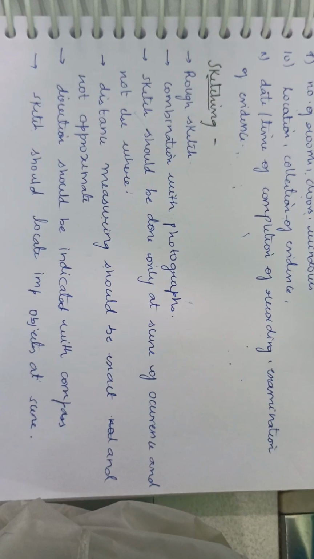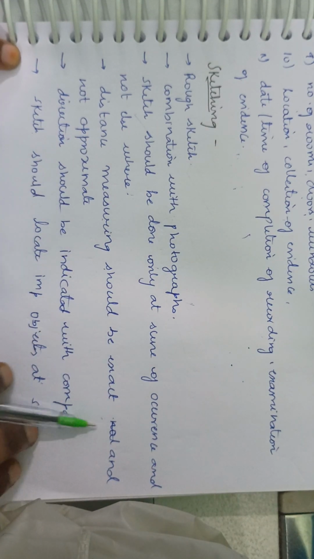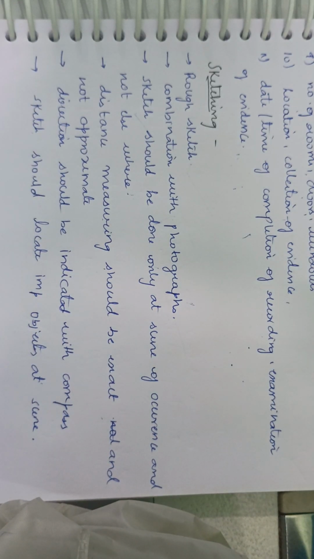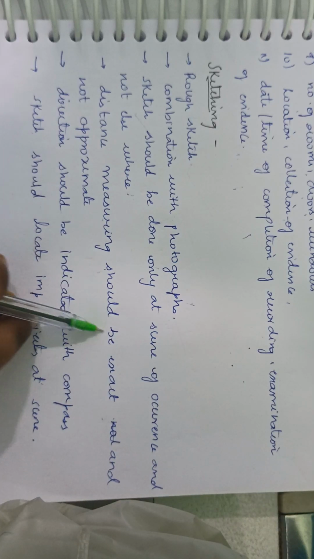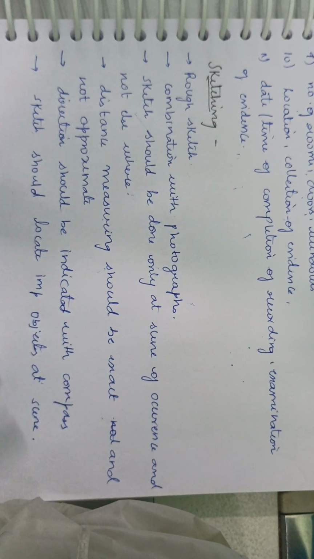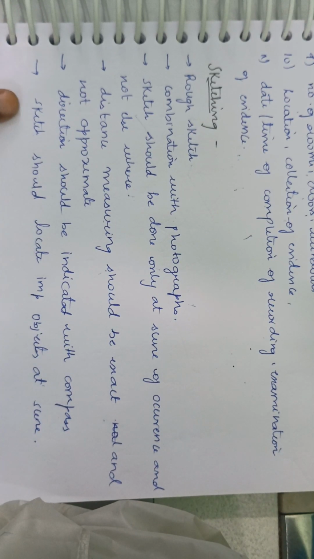That's not possible. Then the distance measuring should be exact and not approximate. There are methods to measure the distance, and it should be exact because it will be helpful for the reconstruction of the crime scene. Then direction should be indicated with the compass, like in which direction, for example in hit and run cases or in car accidents. Then the sketch should locate important objects at the scene.